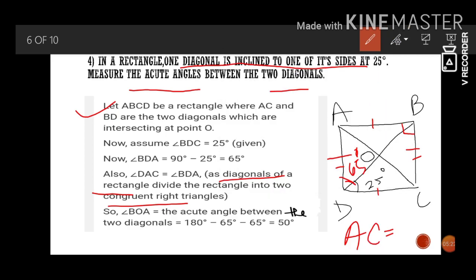The diagonal AC is equal to diagonal BD. So we can say that OD and OB are equal, as well as OA and OC, and they are equal to each other. That means AO equals OB equals OC equals OD.